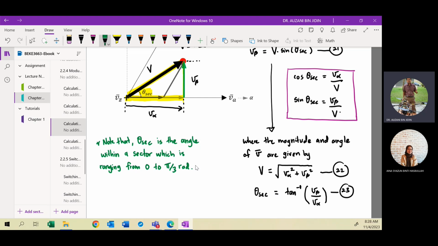Okay, so remember the size of each sector is 60 degrees. So you have mapped all the vectors available in the three-phase inverter. You have 6 active vectors. If you join them from one point to the next, as a result, it will form a hexagon. The hexagon you can divide into 6 sectors, where each sector is equally divided by 60 degrees. Or you can state that your angle theta sector is between 0 to pi per 3 in radian.